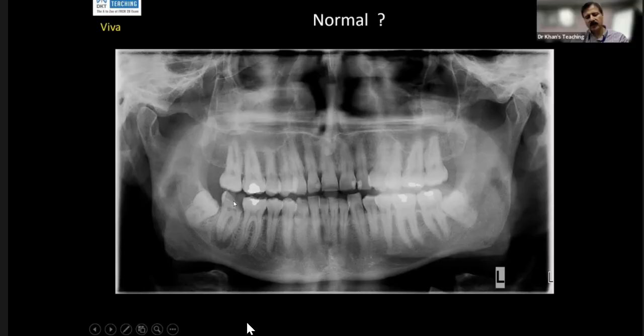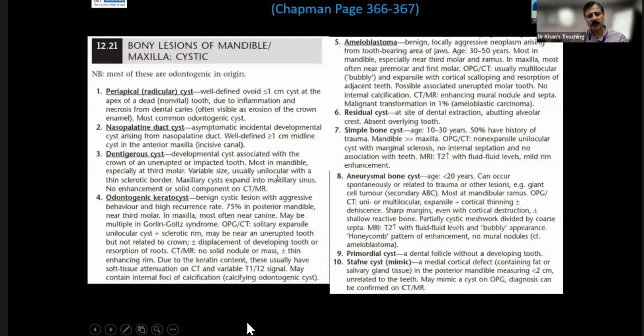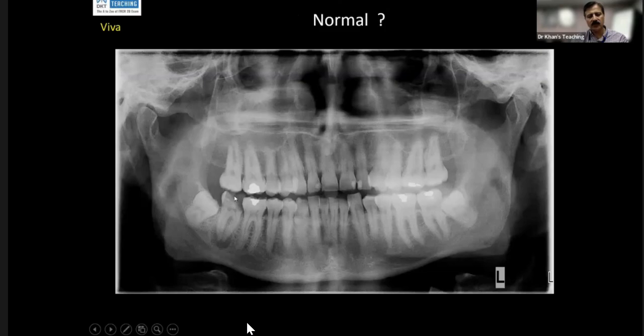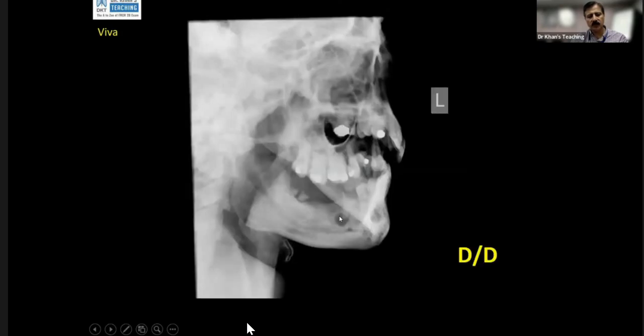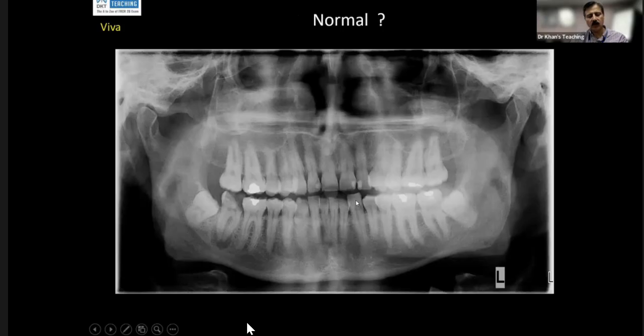Please remember that should be part of the exercise. If you see here, often visible as erosion of the crown enamel. So crown, it's common sense, right? So even the first case, if you see here, look at the crown. There was erosion there. So in all radicular cysts, the crown might not be eroded, but it should be part of your exercise to comment on this. And if it is eroded, call it.